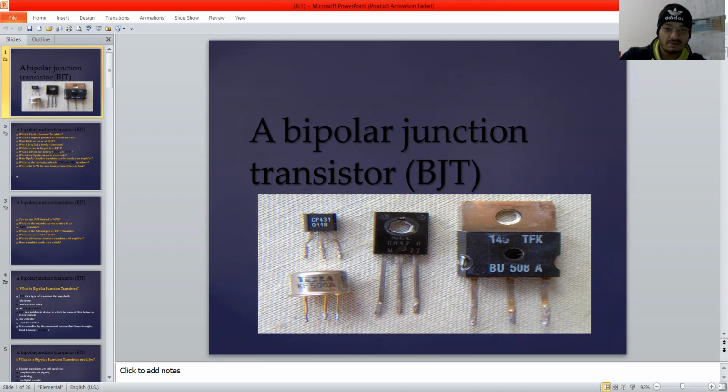Let's go to the next slide. I push here or here. Where is the next slide?